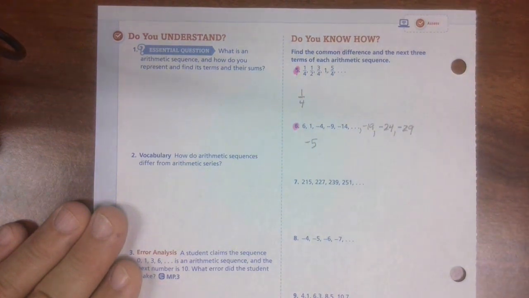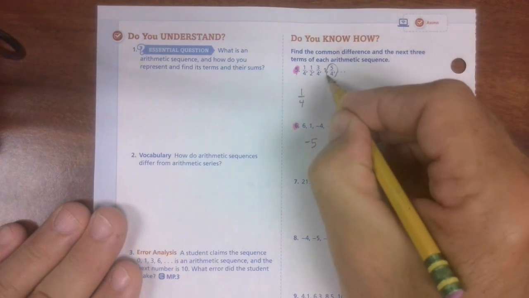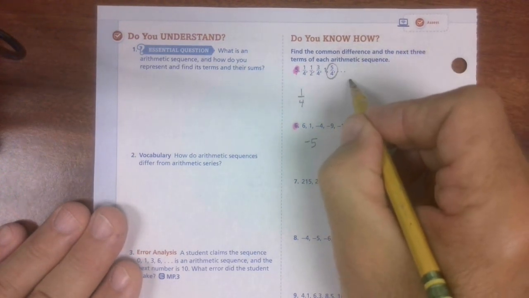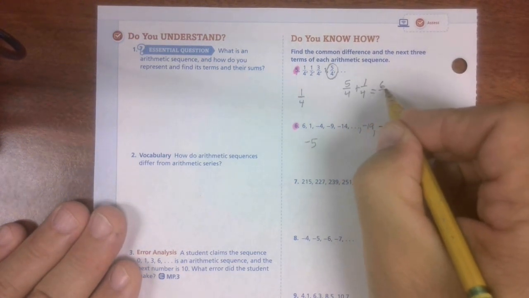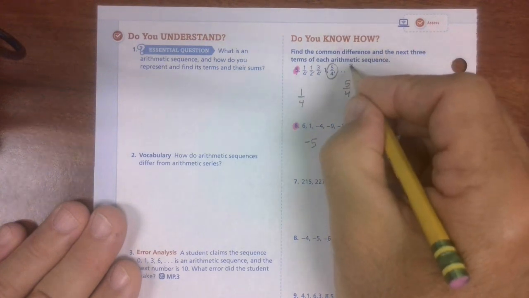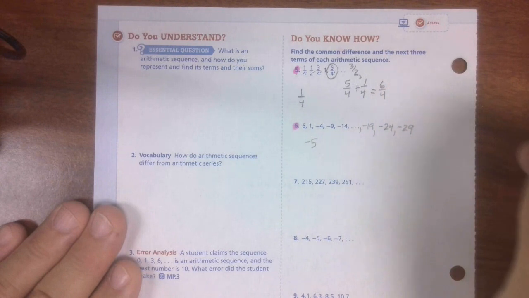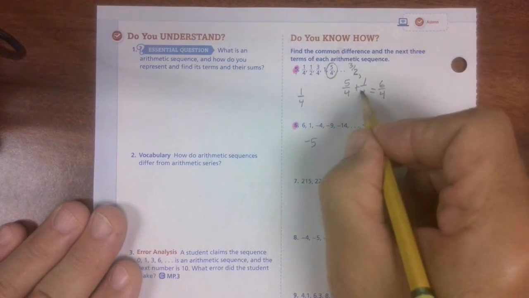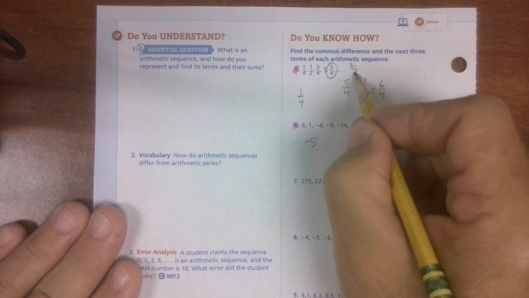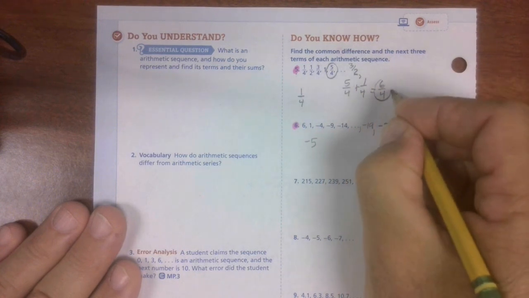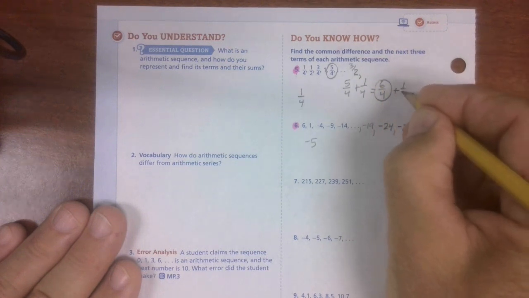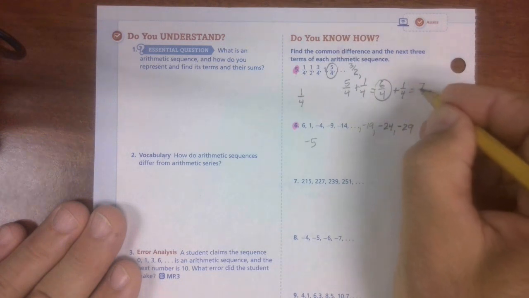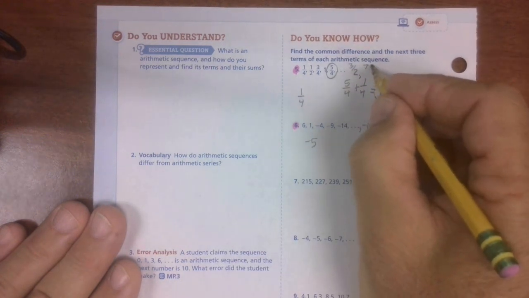Now, finding the next three might be challenging because you guys haven't worked with fractions very much. So I'd have to add 1/4 to 5/4. So 5/4 plus 1/4 equals 6/4, which reduces to 3/2. So my next one would be 3/2. Now, if I want to add 1/4 to 3/2, I might as well just add it to 6/4 because I already have common denominators. These are the same. So 6/4 plus 1/4 would give me 7/4. So there's my next item.